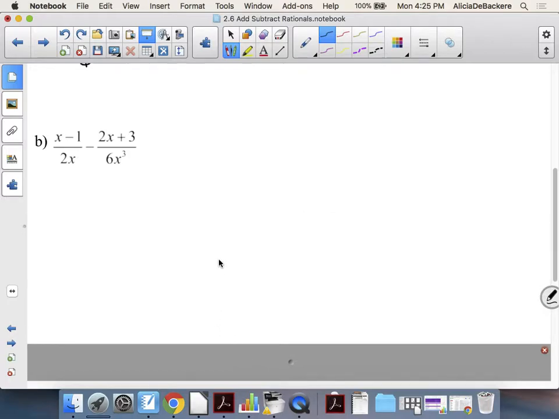Moving on, getting a little bit trickier, I now have some algebra in the denominator, but nothing too complicated. Again, I'm going to start by looking for my lowest common denominator. I'm just thinking through first the coefficients. So my coefficients are 2 and 6. If I think through the multiples of 2, the multiples of 6, the first one they have in common is 6. And then thinking through the x's, I have 1 x in the first denominator, so I need at least 1 x. But the second denominator requires 3 x's, so that tells me that I do need to have 3 x's. So I know that my lowest common denominator is 6x cubed.